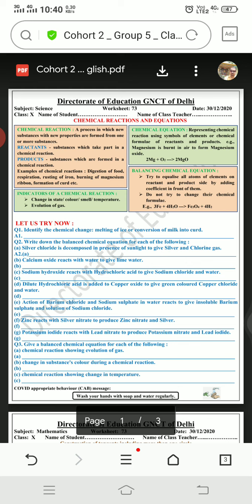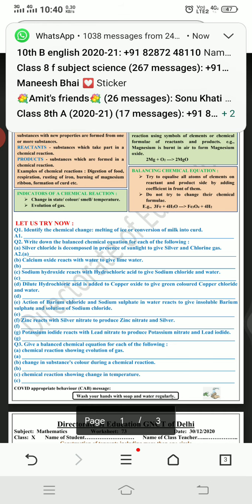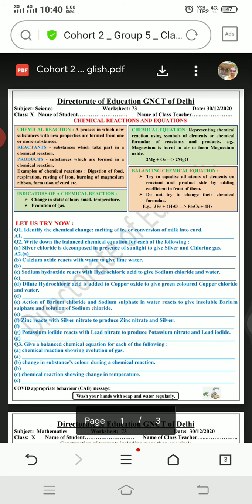Then, similarly, you will do the question in part E. Then comes part F. Zinc reacts with silver nitrate to provide zinc nitrate and silver. This is also a simple question you will find in the book. Potassium iodide reacts with lead nitrate to produce potassium nitrate and lead iodide. Similarly, you will find the reaction in the book and write it down here.